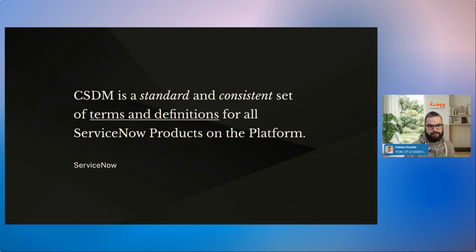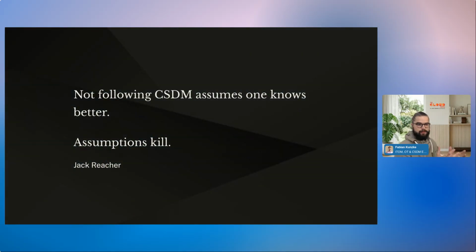It also means that if you are not following CSDM, which you can, by the way, there is no policing entity to go out and run after customers who are not using CSDM. But if you aren't using CSDM, you are assuming that you know better, and assumptions kill. This is very important. I'm not talking from a perspective of, I know better. I have learned that I don't.